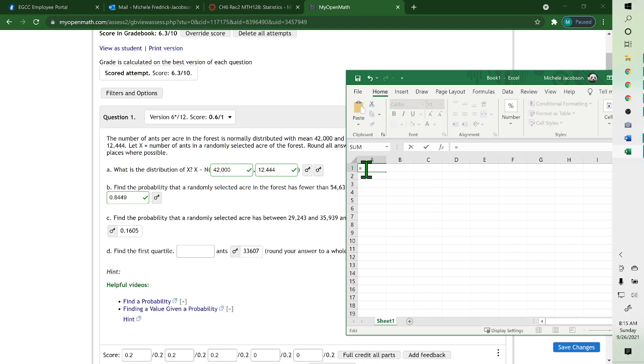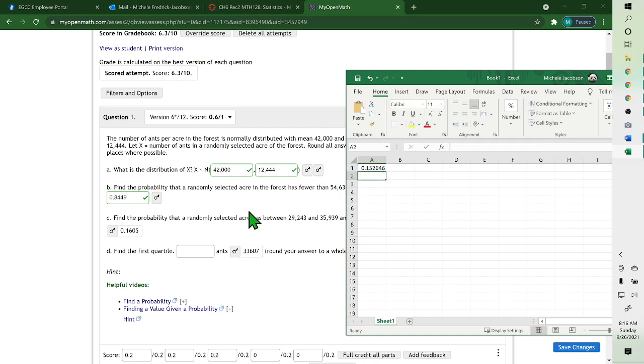So if we put equals norm, we want the first one because we're putting in data, we're getting the percent. So you double click on it, then it tells you what to enter. You enter your X value, which was right here, 29243, comma, your mean and the standard deviation, comma, and then it will ask you cumulative distribution or probability, and you want to just put the true and then hit enter.